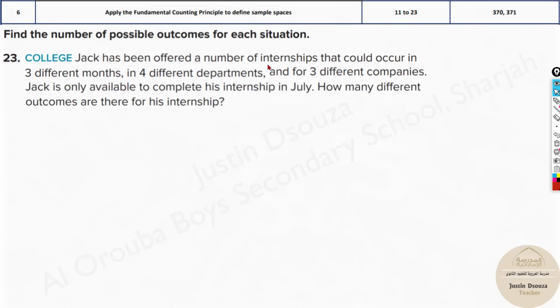Jack has been offered a number of internships that could occur in 3 different months, in 3 different departments, and for 3 different companies. Jack is only available to complete his internship in July. How many different outcomes are there for his internship? So now here, 3 different months is possible, but he is only there for 1 month. So this will not be used. It's 1 multiplied by 4 times 3.